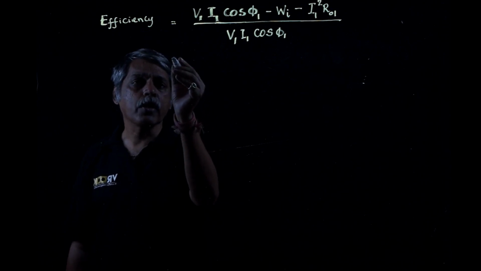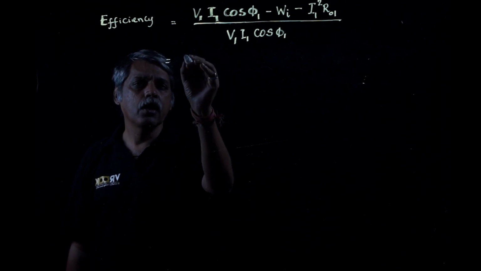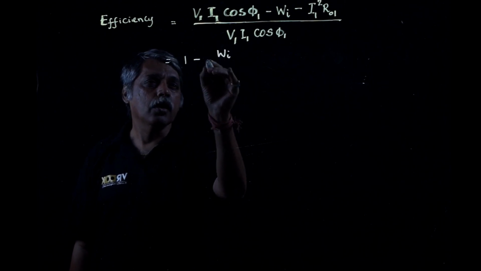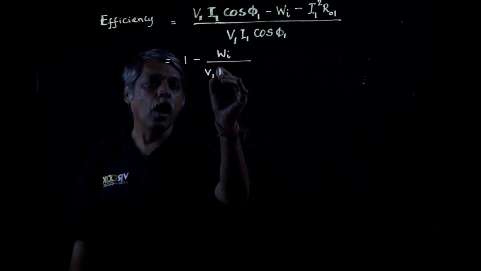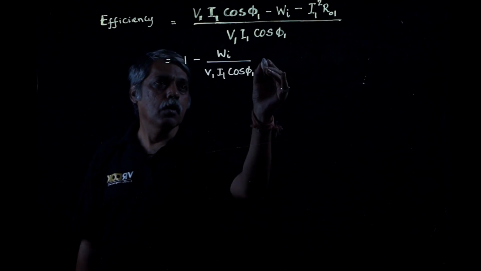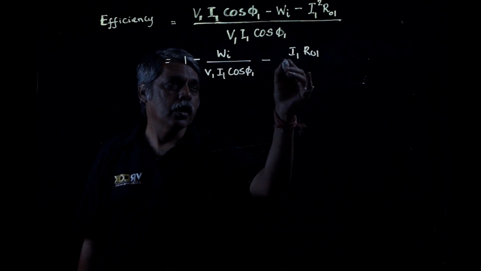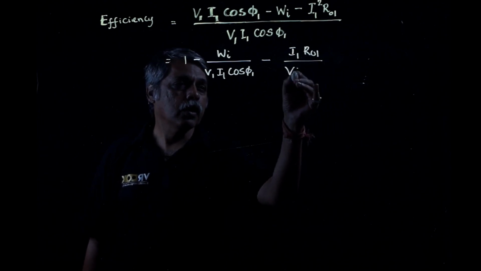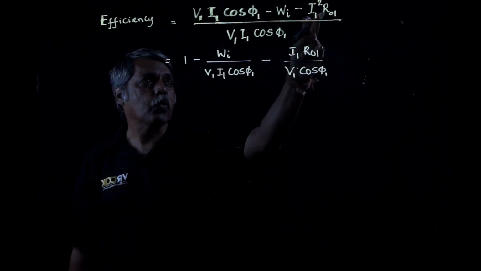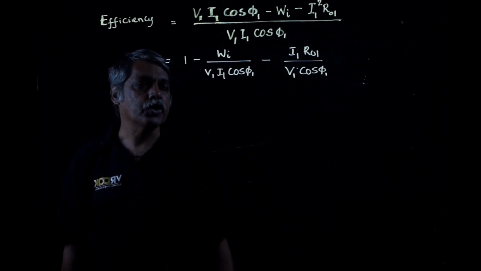Now this equation can be rewritten like this. If I divide the numerator with the denominator, I can write the equation as 1 minus Wi divided by V1 I1 cos phi1, minus I1 R01 divided by V1 cos phi1. What we have here is I1 square and we have I1. So one I1 cancels, and I will be getting this equation.